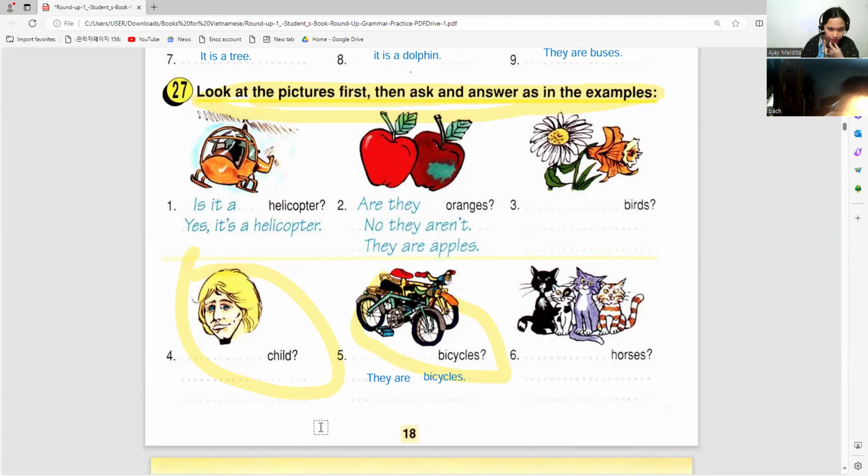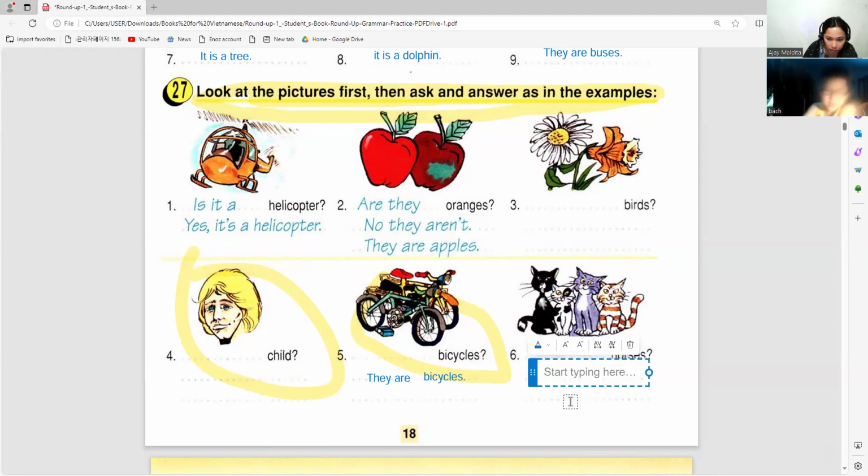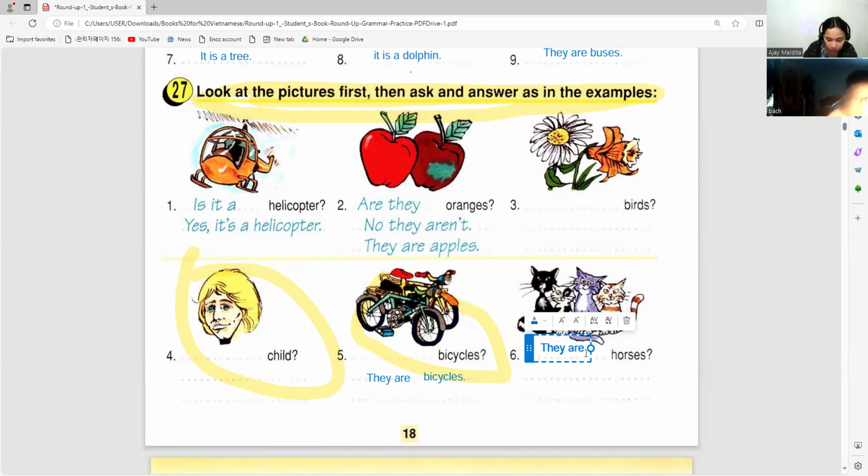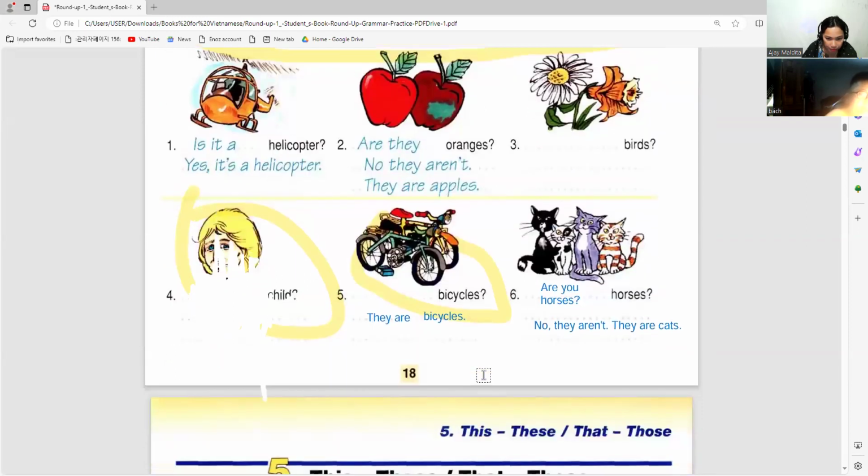Number six, what's your answer? They are a horse. No, they are horses. You say they are horses. Horses. They are a cat. They are horses. You say cats. Okay. Are they horses? You will say no. Why can't you say no? Are they horses? No. They aren't. They are cats. Okay, next. They are bicycles.